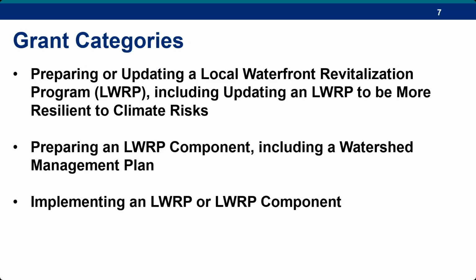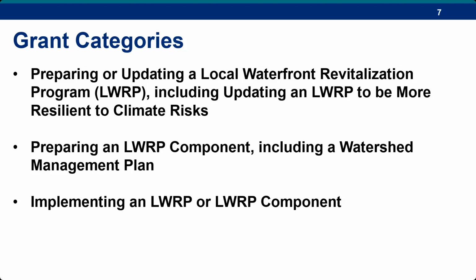Grant categories. Funding is available for the following grant categories: preparing or updating a local waterfront revitalization program, including updating an LWRP to be more resilient to climate risks; preparing an LWRP component, including a watershed management plan; and implementing an LWRP or LWRP component. A grant application can only include one planning project, such as preparation of an LWRP or watershed management plan, or one implementation project. These may not be combined into a single application.